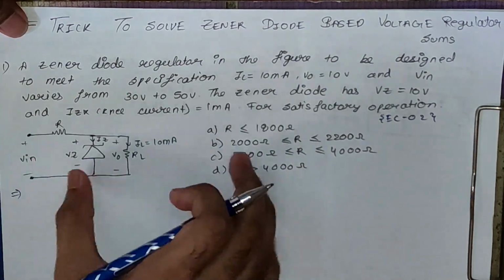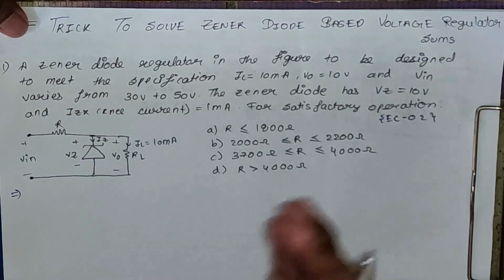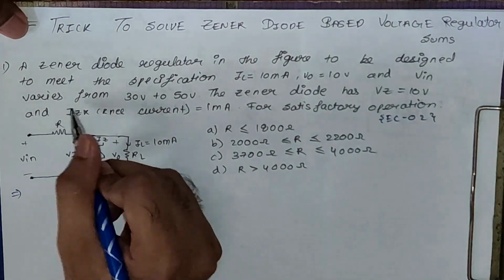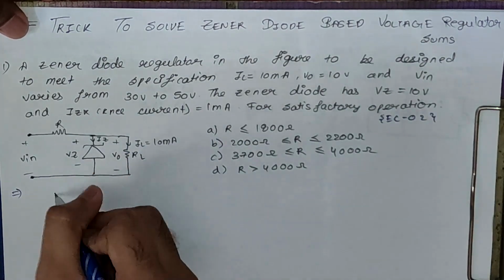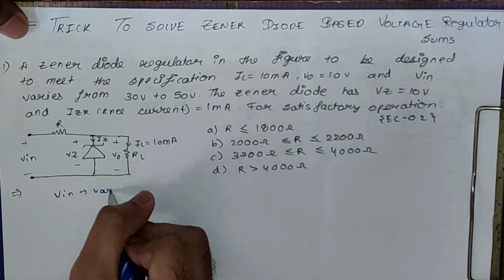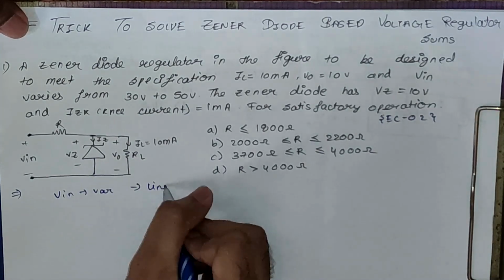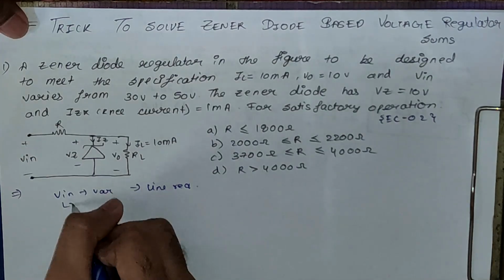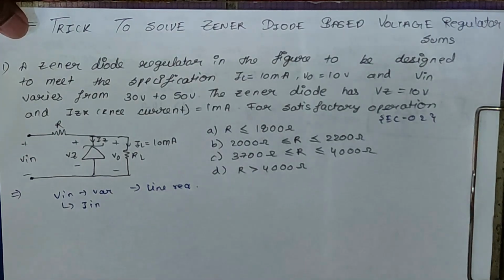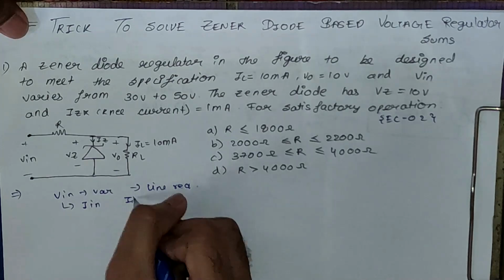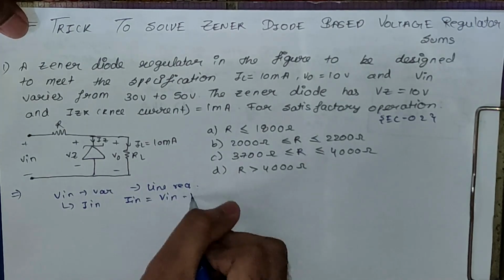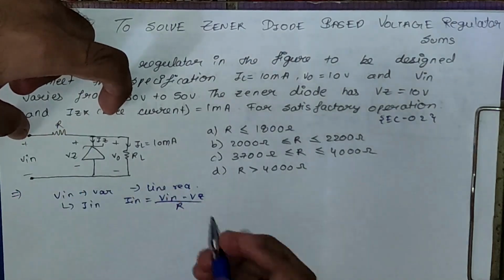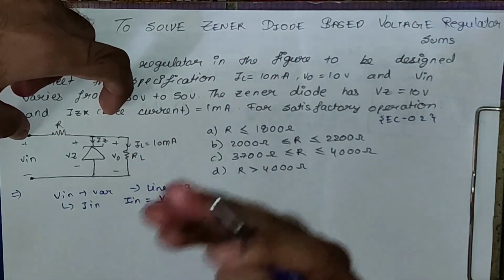Basically the trick to solve this type of question is you have to narrow things down as much as possible. You can see here, we are given that V in varies from 30 volt to 50 volt. It means that V in is varying. So we can say it is a line regulation question. If V in varies, I in is also going to vary. Why? Because we know the I in formula is V in minus Vz upon R. So if V in varies, I in is also going to vary.